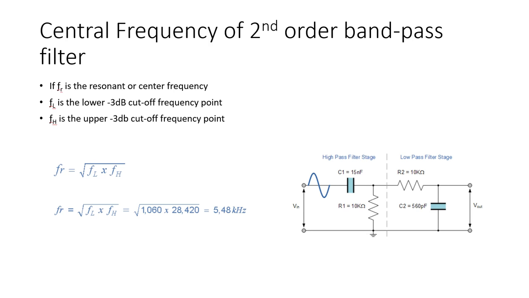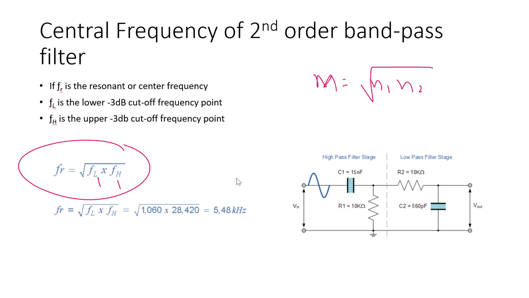So this will not be attenuated. Central frequency is actually the geometric mean. The geometric mean between two numbers is calculated as m equals the square root of n1 times n2. So the geometric mean is the square root of FL into FH. The geometric mean of that previous filter would be 5.48 kilohertz. This is a point, not a comma.